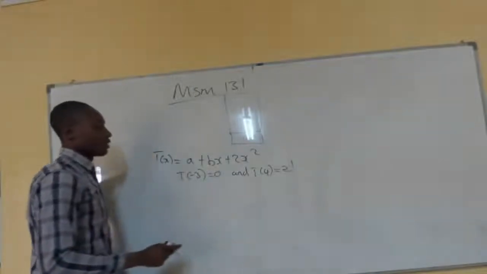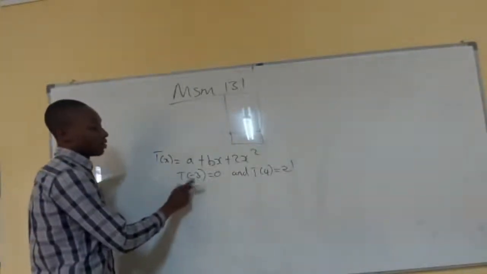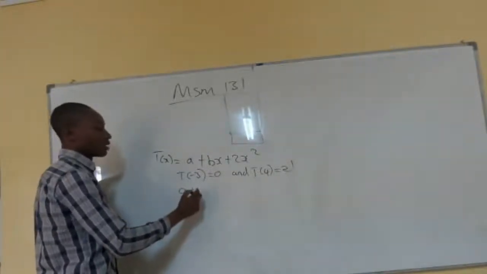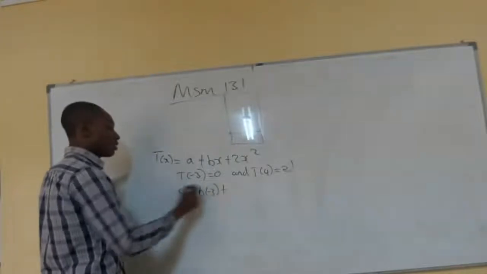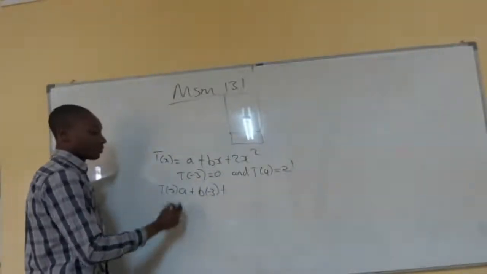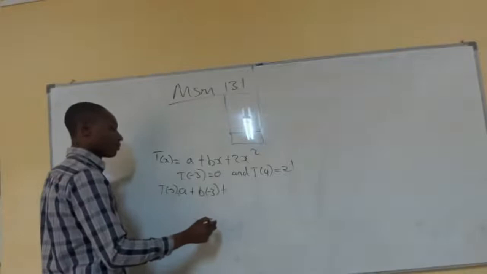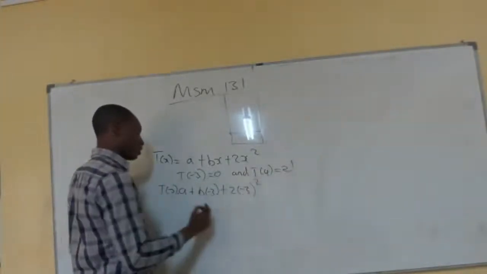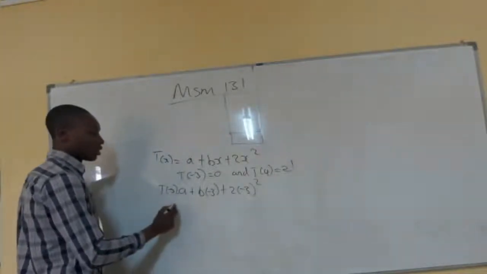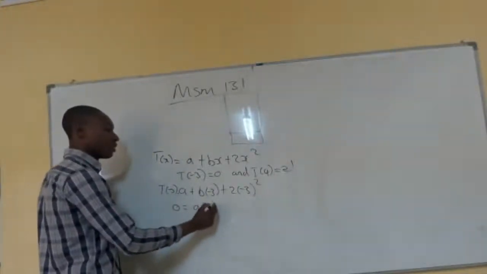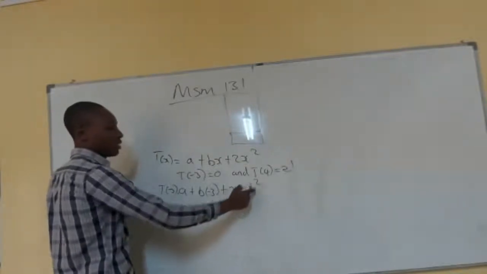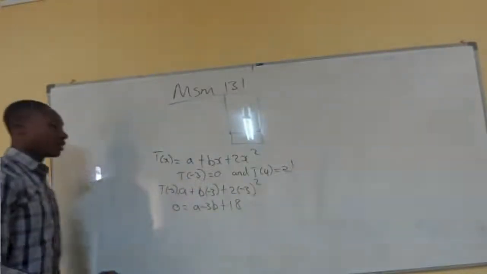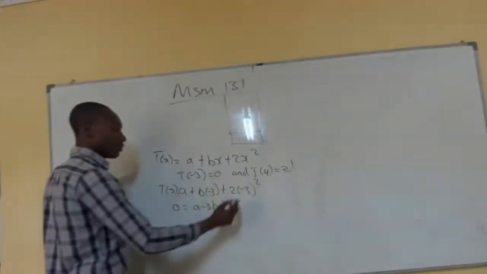Alright, so for us to find the values of A and B, we know that if you replace x with negative 3, T of negative 3 simply means A plus B times negative 3, plus 2 times negative 3 squared. But we've been told this is 0, so we have A minus 3B. This is 9 times 2, 18. Alright. Then we have T of 4.